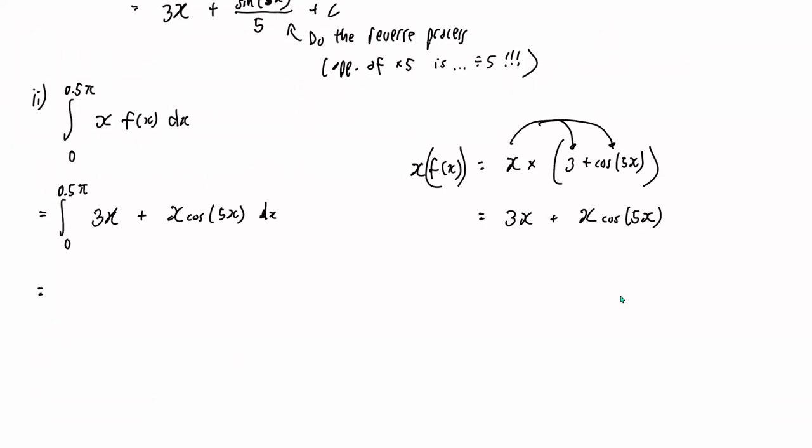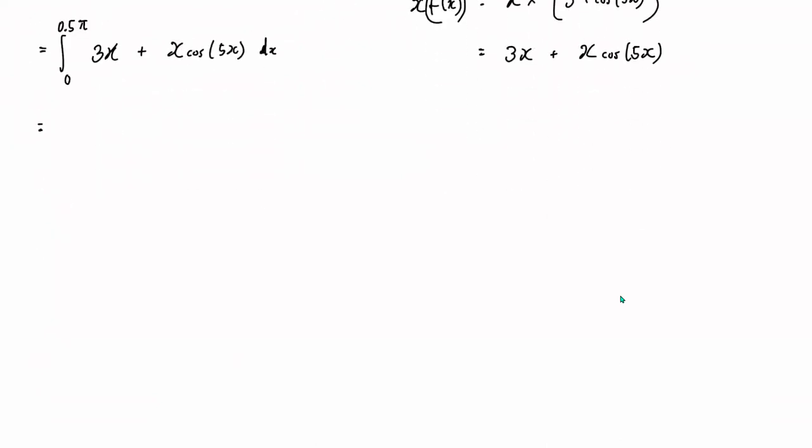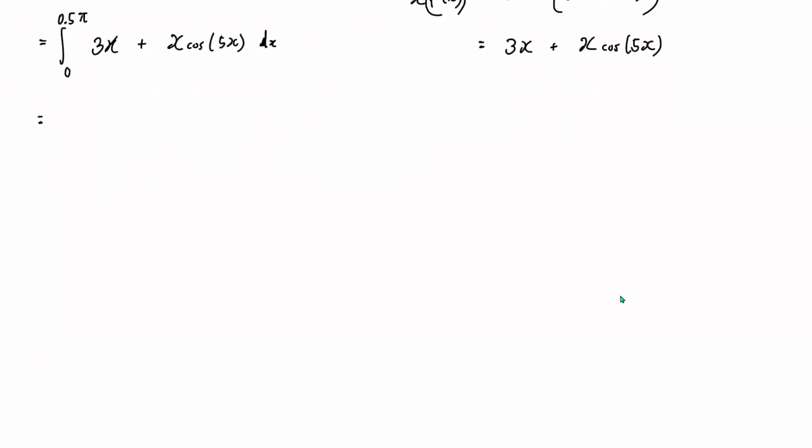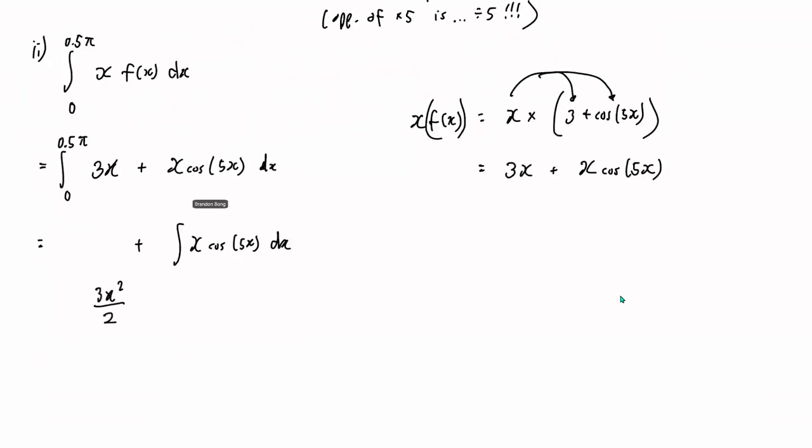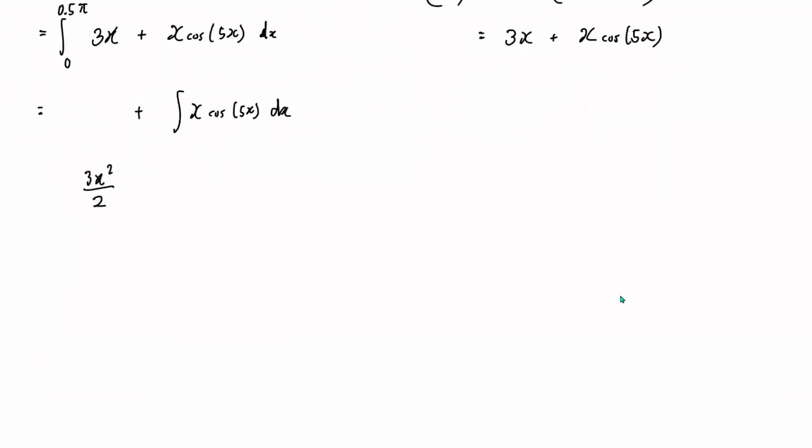Yes? Okay, then integrate term by term. So integrate 3x, you get 3x squared over 2, plus integrate this guy. Problem. Is this integration by parts? Yes, correct. How do you recognize you need integration by parts? When there's a product, something times something.